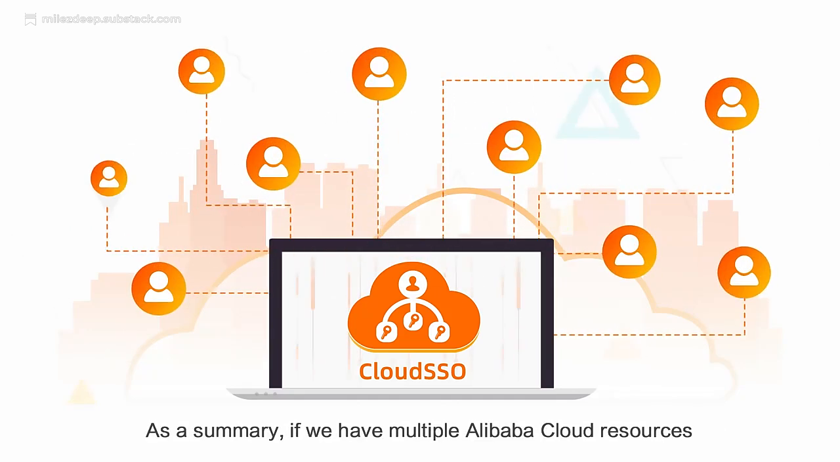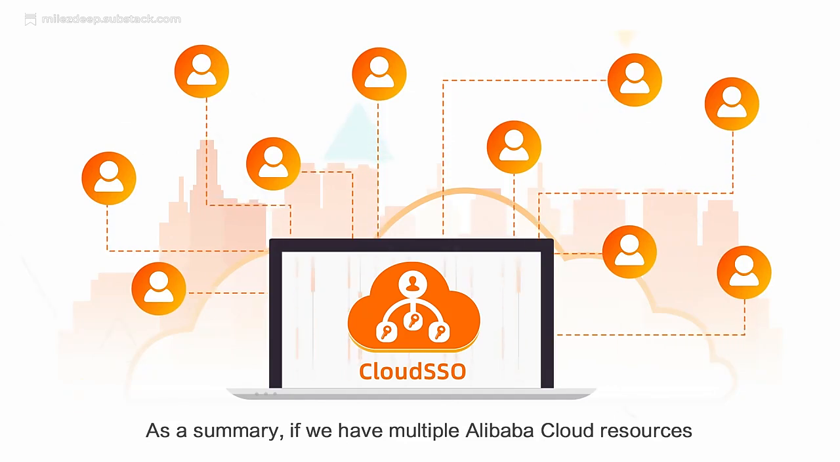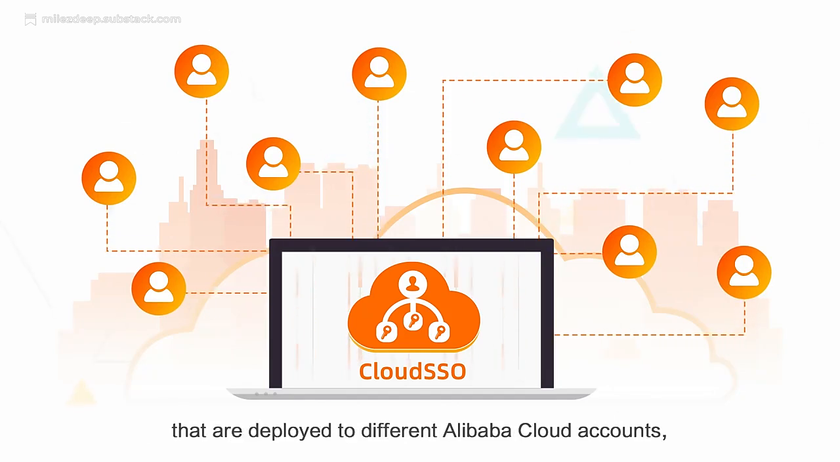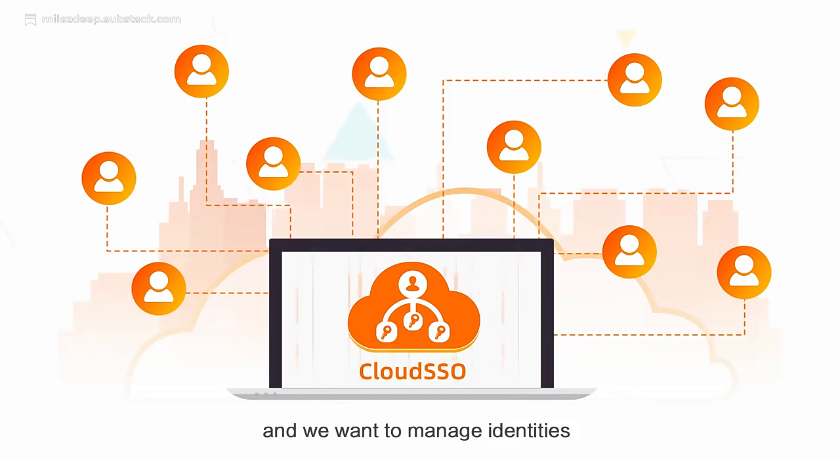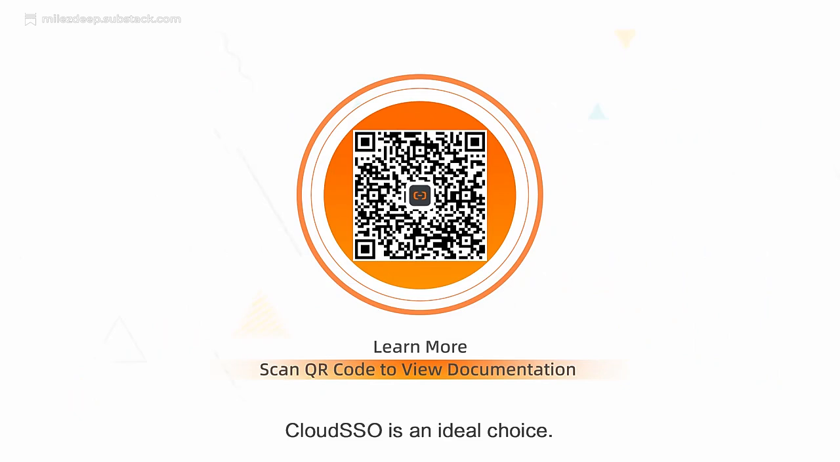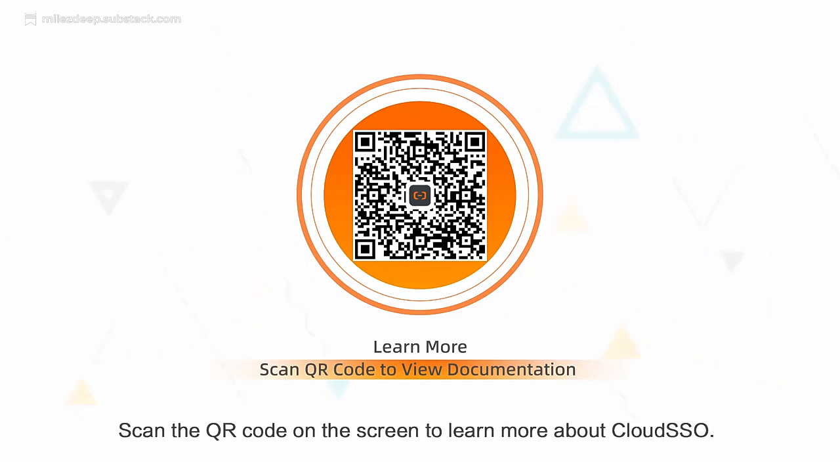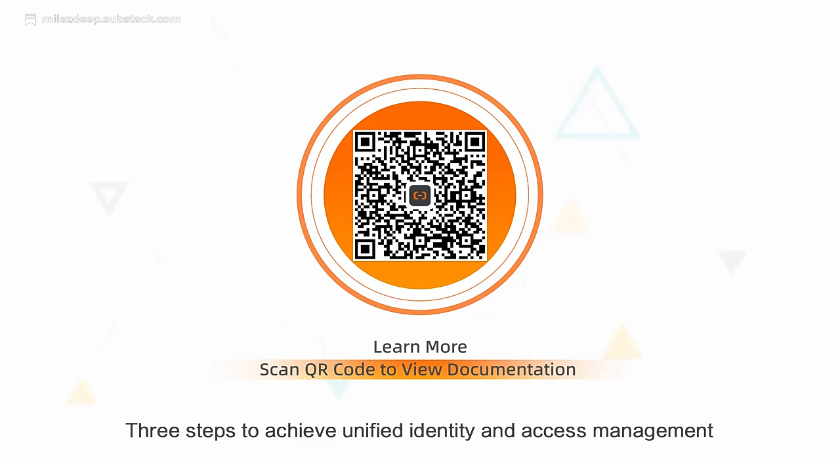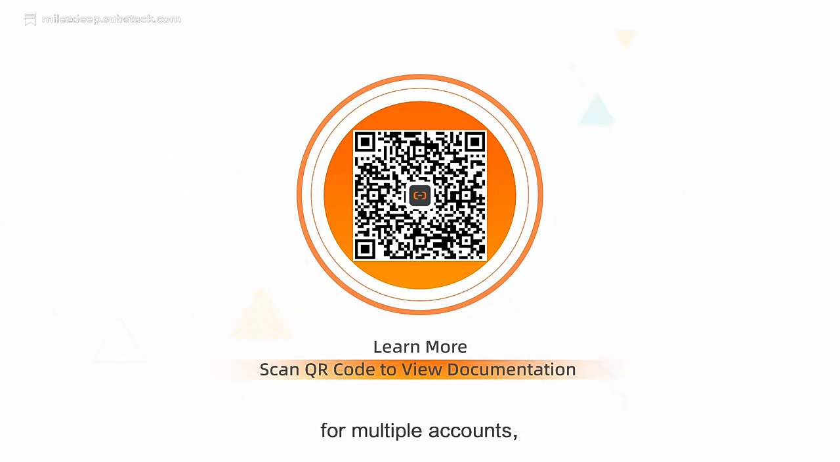As a summary, if we have multiple Alibaba Cloud resources that are deployed to different Alibaba Cloud accounts, and we want to manage identities and accesses for these accounts centrally, Cloud SSO is an ideal choice. Scan the QR code on the screen to learn more about Cloud SSO. 3 steps to achieve unified identity and access management for multiple accounts, with the best balance of efficiency and security.